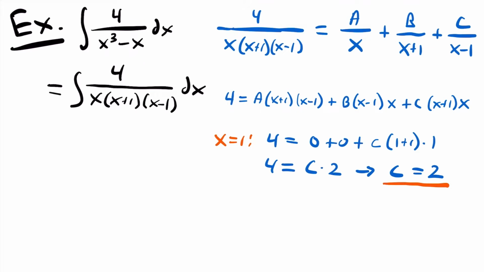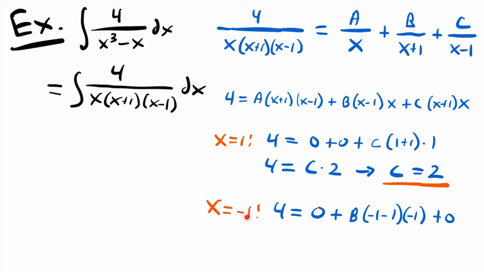Now let's work on finding our other two values. If we plug in -1, then this x plus 1 quantity will become 0. That will eliminate this term with a, and it will also eliminate this term with c because -1 plus 1 is also 0 right here, and so this would become 0. And so if x is equal to -1, then our equation will become 4 is equal to 0 plus b times -1 minus 1 times -1 plus 0.